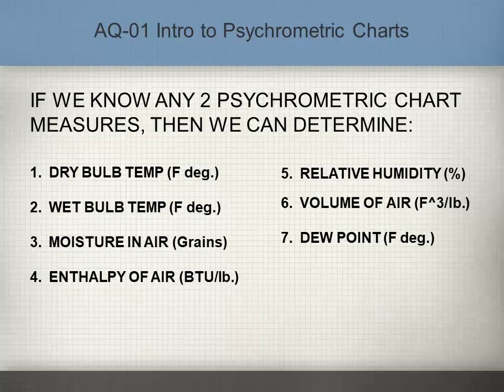To summarize, the psychrometric chart is used to determine the quality of any air mass, indoors or out. If we know only two measures, we can determine the other measures using this chart.